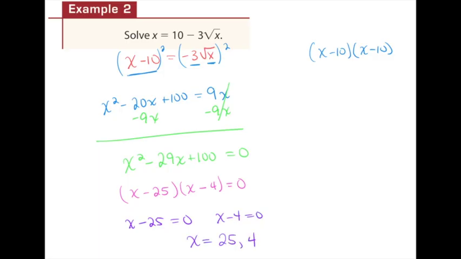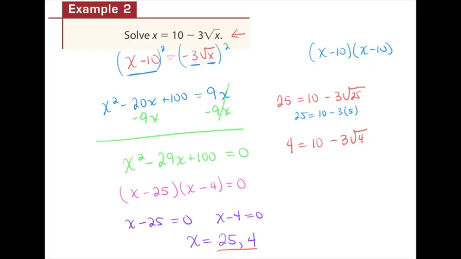Here's the thing. Anytime you have a quadratic, you definitely want to check to see if they work. All right? So I'm going to go back up here to my original, and I'm going to plug these in. So I have x, that's going to be 25, equals 10 minus 3 square root of x, which is 25. I'm going to check him. Then I have 4 equals 10 minus 3 square root of 4. All right? So I have 25 equals 10 minus 3 times 5. Does 25 equal 10 minus 15?